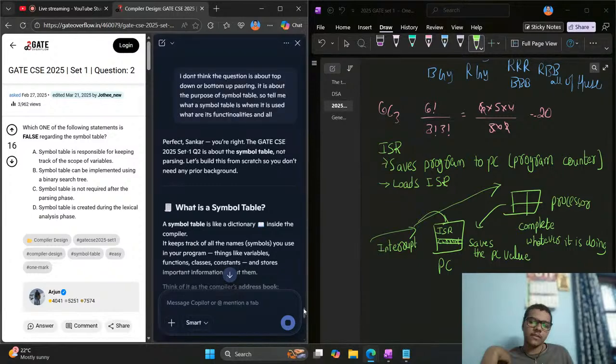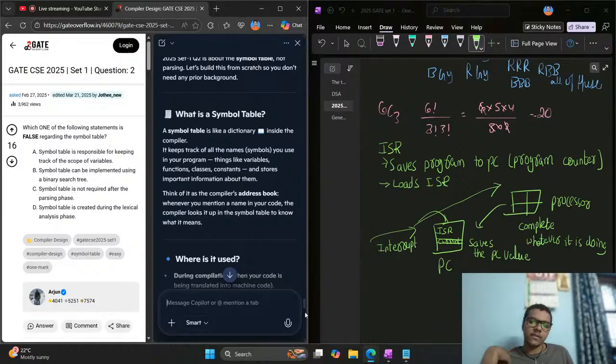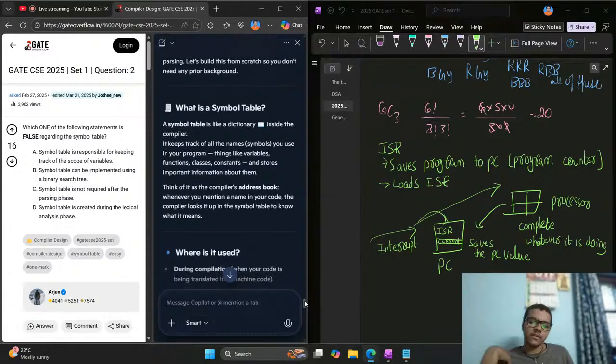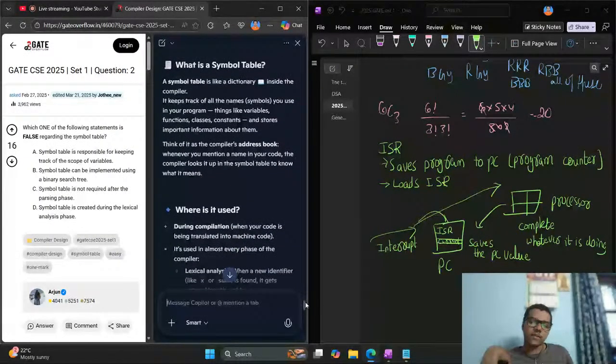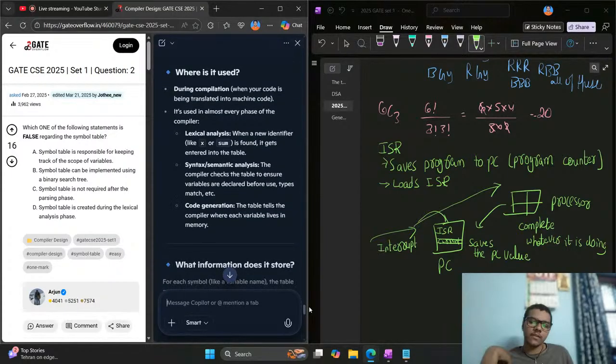A symbol table tracks the names, things like variables, functions, classes, constants. Compiler's book. During compilation, it is used in almost every phase. In lexical analysis, when an identifier is found, it's entered into the table. In semantic analysis, the compiler checks the table names, types match. In code generation, for example, where each variable lives in memory.